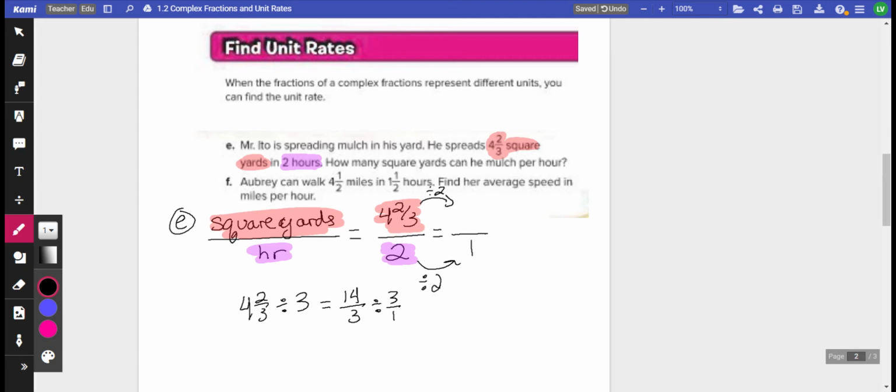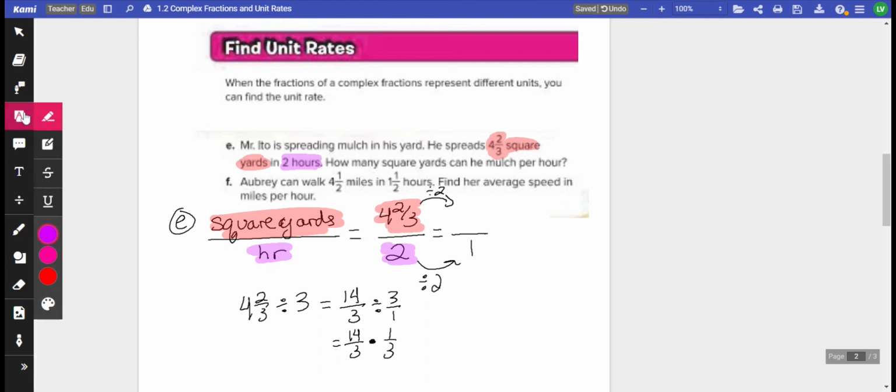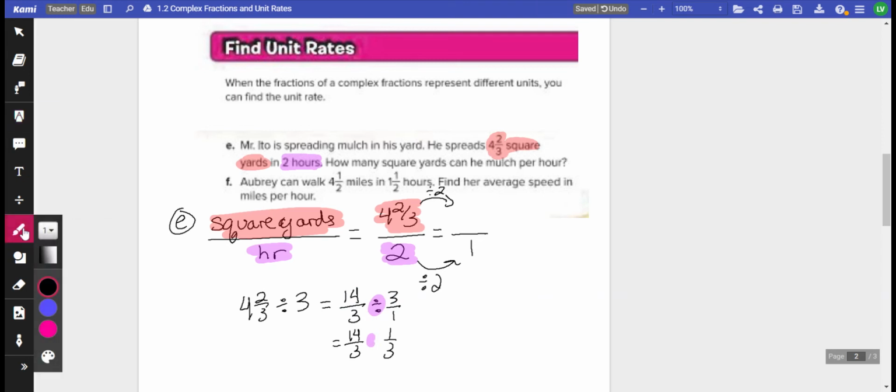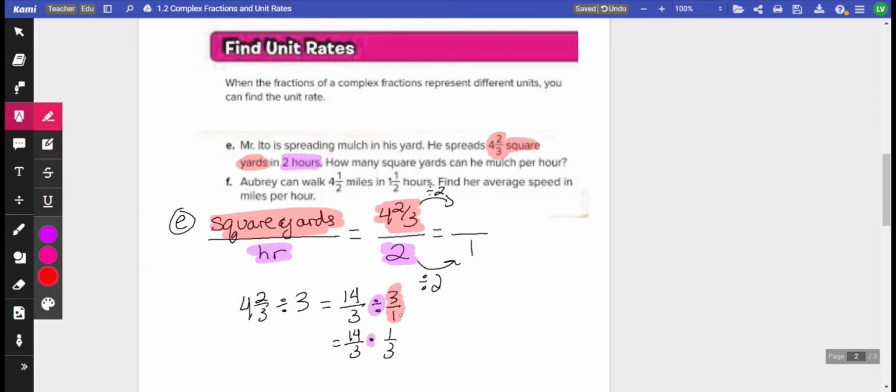I did skip a step by making 3 into a fraction. My next step is to keep the first fraction and multiply by the reciprocal. The reciprocal of 3 divided by 1 is 1/3. So instead of dividing, I changed it to multiplication. Oops, and deleted my multiplication. Then I needed to multiply by the reciprocal of 3 divided by 1, which is 1/3.